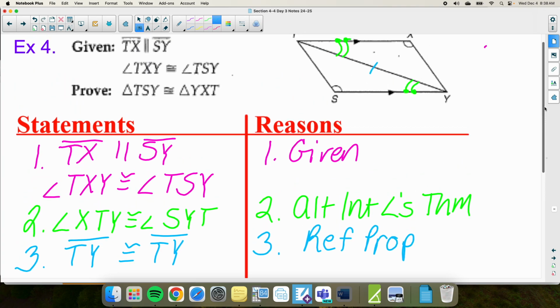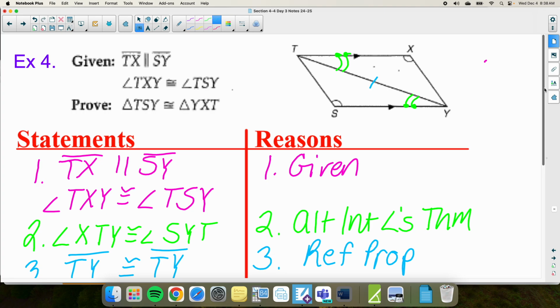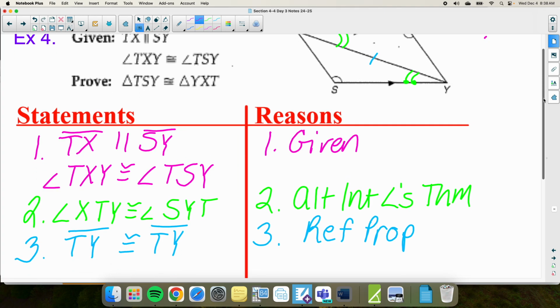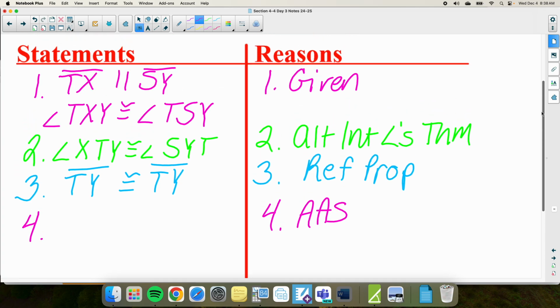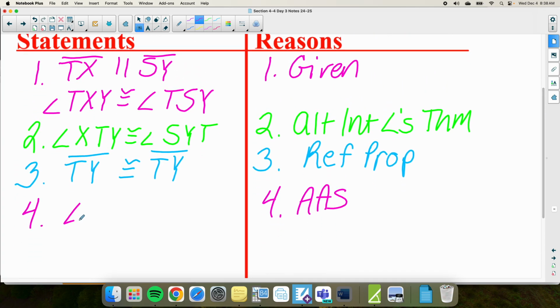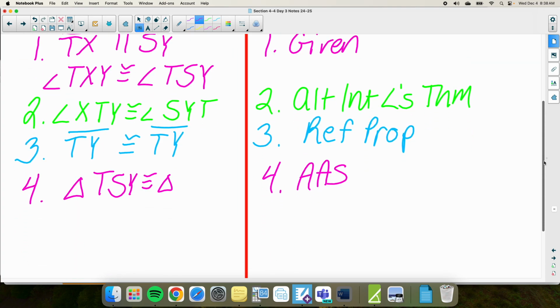And then if I look up here, I have to decide how these are congruent. And I have two angles and a side. The side is not in between the two angles, so what would it be? Angle, angle, side. Okay, and then I would just copy down the proof statement. Triangle TSY is congruent to triangle YXT.